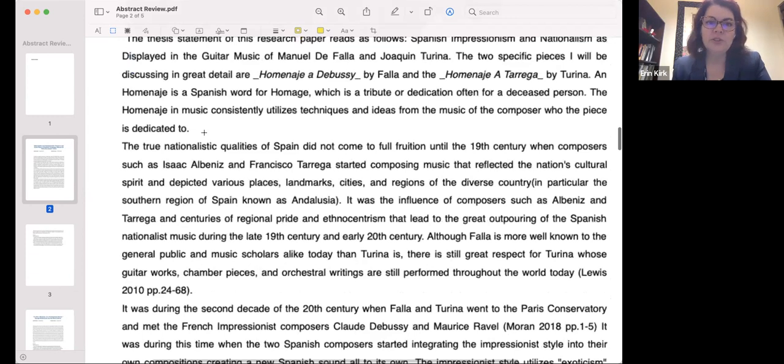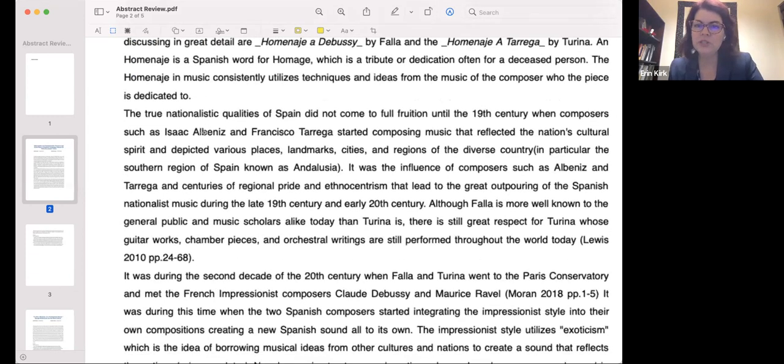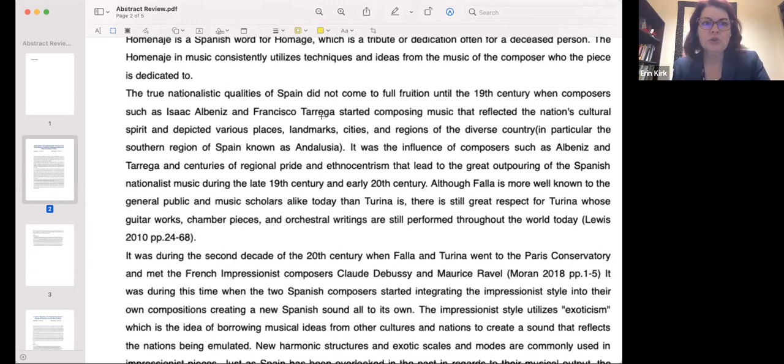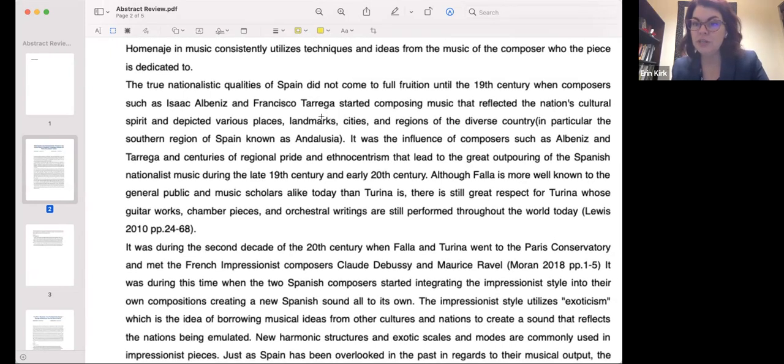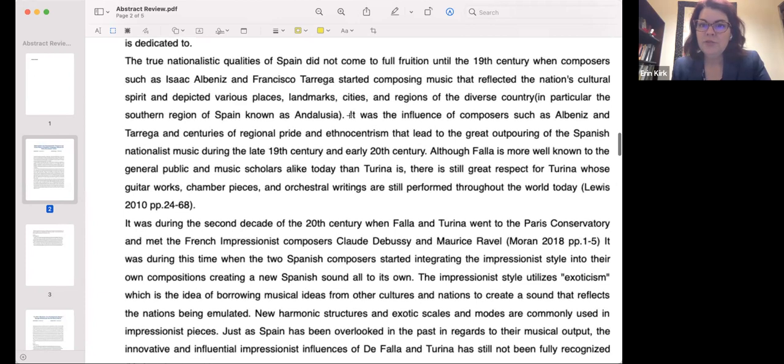So the true nationalistic qualities of Spain did not come to full fruition until the 19th century, when composers such as Albéniz and Tárrega started composing music that reflected the nation's cultural spirit and depicted various places, landmarks, cities, and regions of the diverse country, in particular the southern regions of Spain known as Andalusia. This is getting a bit wordy. I'm sure you noticed that. It was the influence of composers such as Albéniz and Tárrega and centuries of regional pride and ethnocentrism that led to the great outpouring of Spanish nationalist music during the late 19th century and early 20th century.